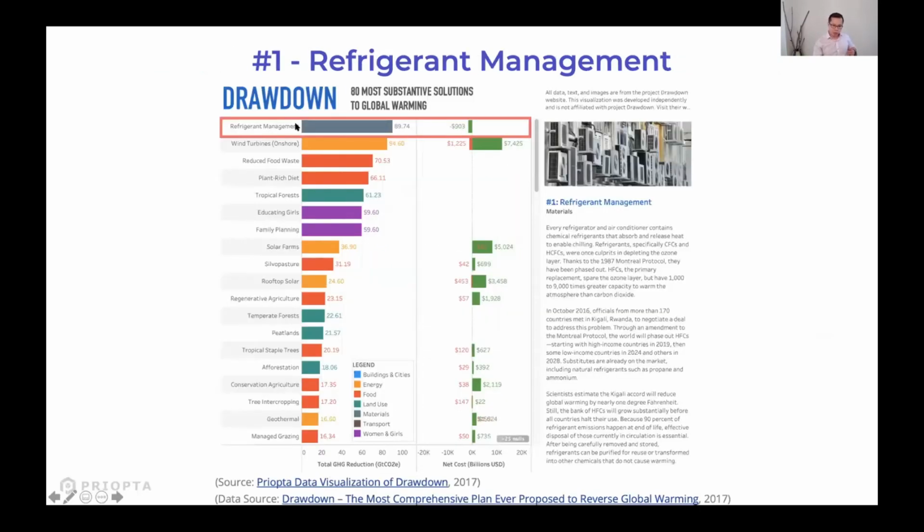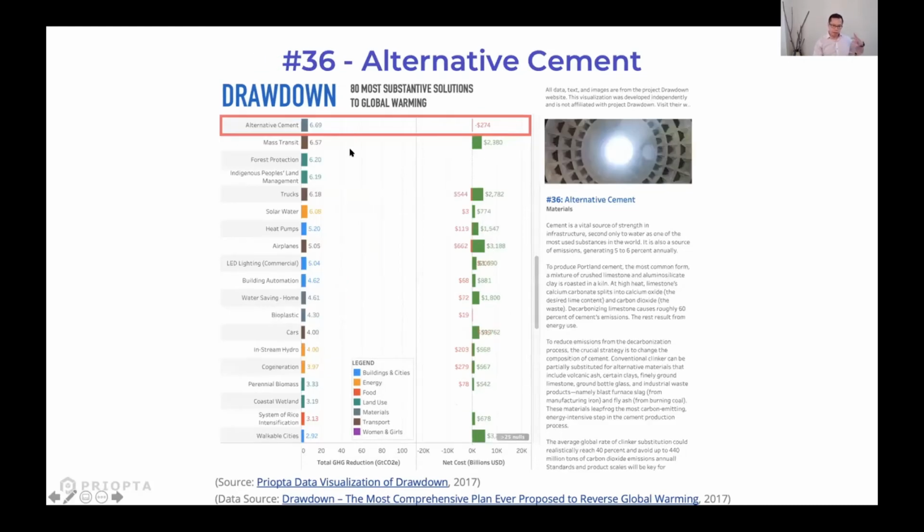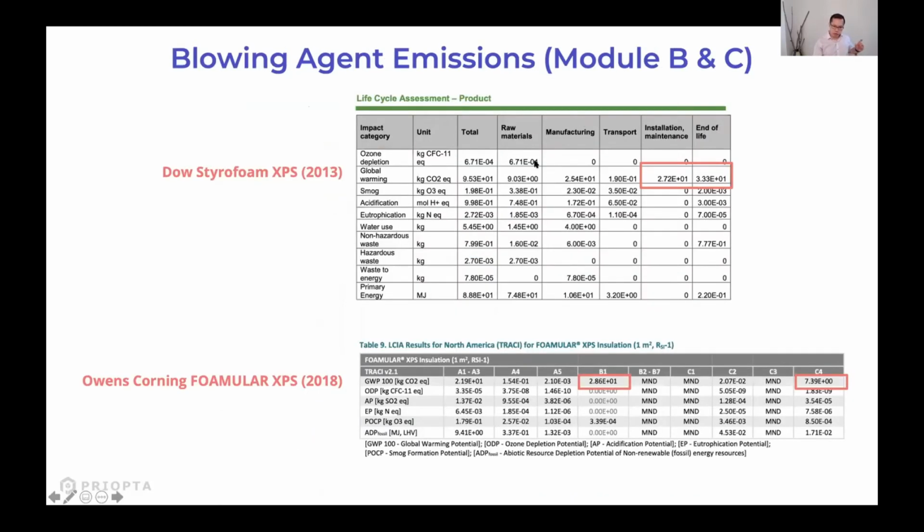And the top of the list was refrigerant management, which came as a surprise to a lot of people. It came out ahead of things like solar or wind. Refrigerant management has a huge potential, 89 gigatons of CO2 reduction potential over the next 3 decades, which is equivalent to something like 1.5 to 2 years of global GHG emissions. And it's much higher than even alternative cement, which we give a lot of talk to when we're talking about embodied carbon.